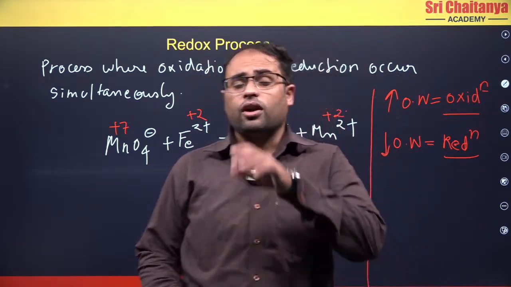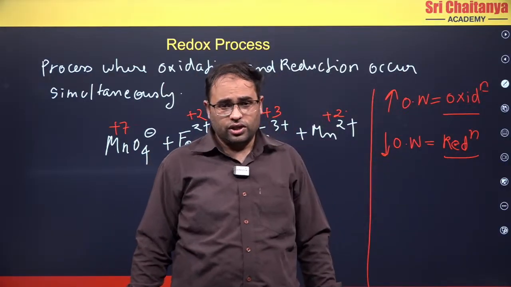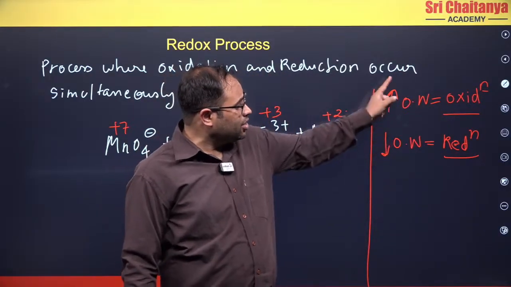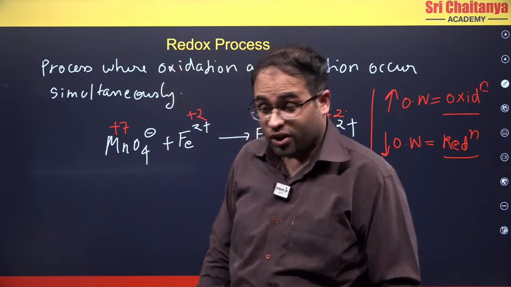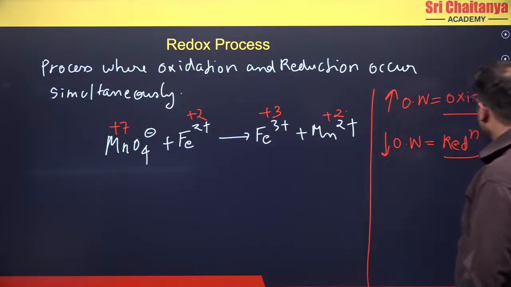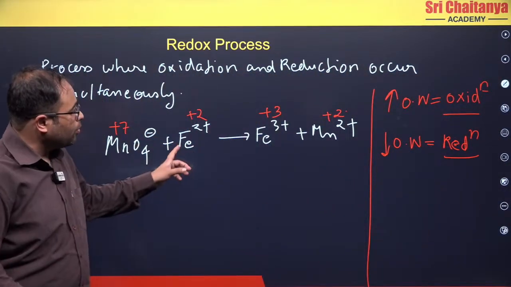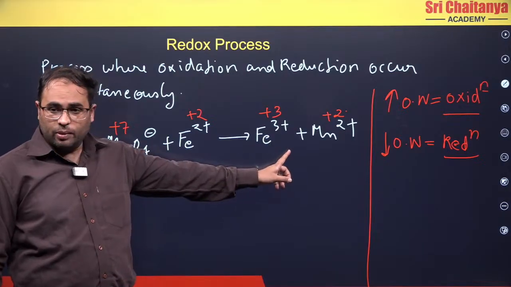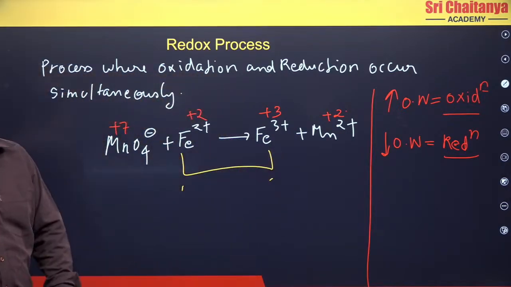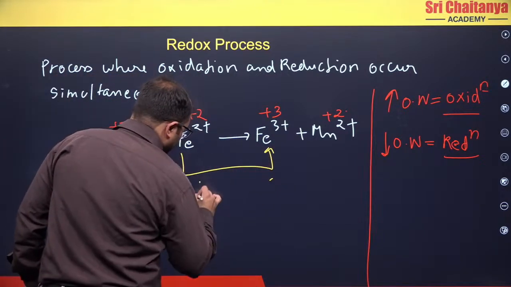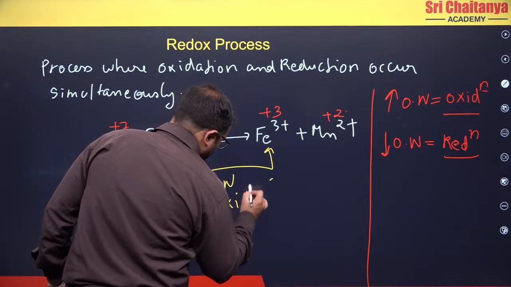So remember, for now and the time to come, this is your guide of oxidation and reduction. If there is an increase in oxidation number, it is oxidation. If it is a decrease in oxidation number, it is a reduction. So now let's see what happens here. As you go from Fe2+ to Fe3+, what is happening? There is an increase in oxidation number, right? Increase in oxidation number. So this is an oxidation.